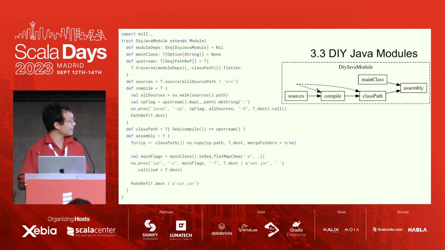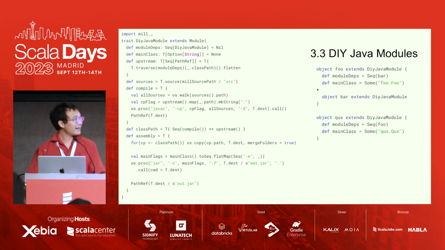So this graph on the right shows what's going on. We can instantiate it very similarly to how we instantiated DIY Java module earlier. So object foo extends DIY Java module. I define module deps, and I have the main class. Object bar extends DIY Java module, and bar is nested within foo. Quux is a sibling of foo with a different main class and a module dependency on foo. So that's all I need.